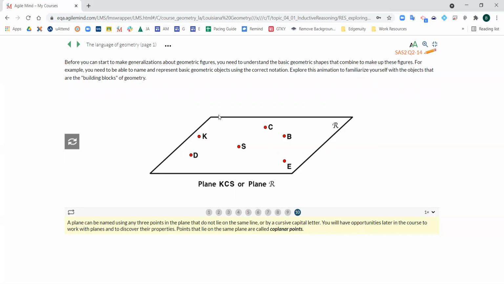And that's it for the geometric terms, our little foundational terms that we'll be using in this course.